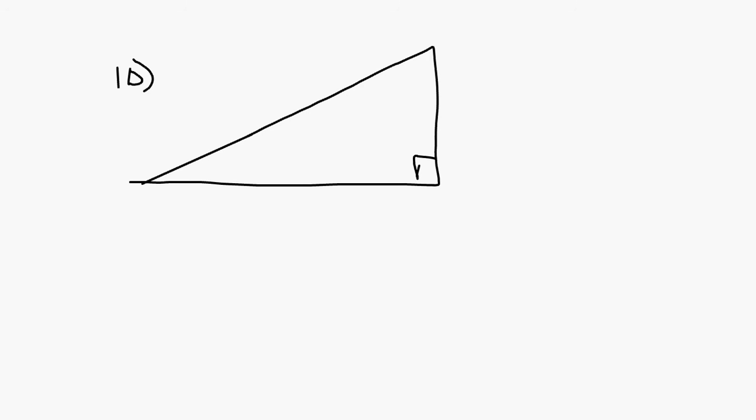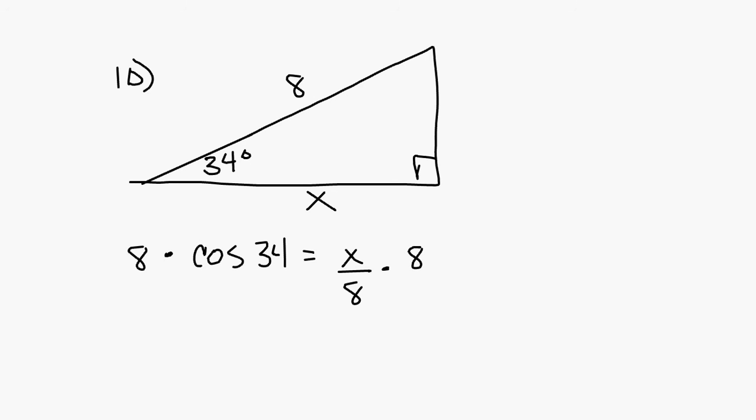Number 10, you're given a 34-degree angle, and adjacent is x, hypotenuse is 8. Adjacent and hypotenuse is cosine. Cosine of 34 equals adjacent over hypotenuse. Multiply both sides by 8. So 8 times cos 34 equals 6.6 equals x.